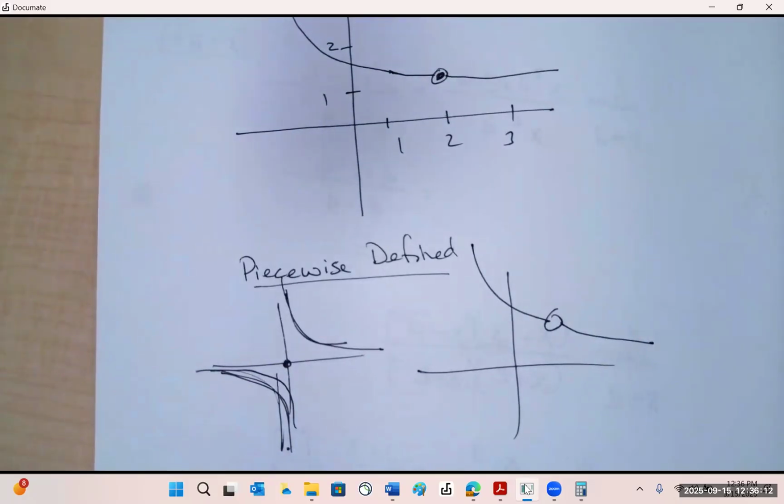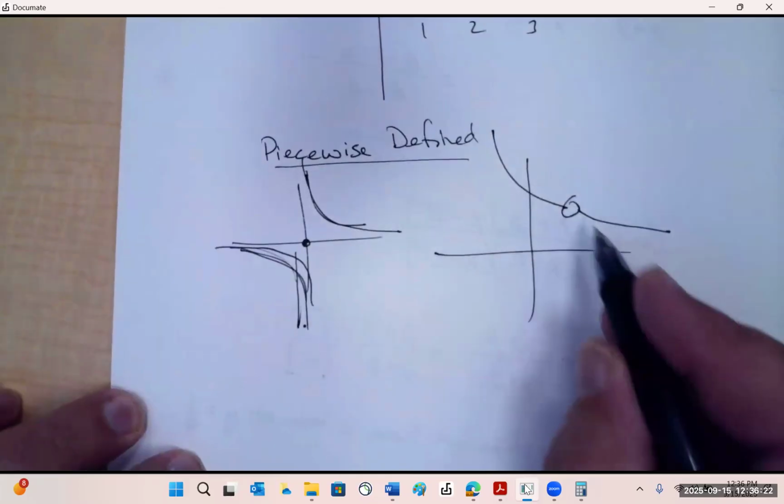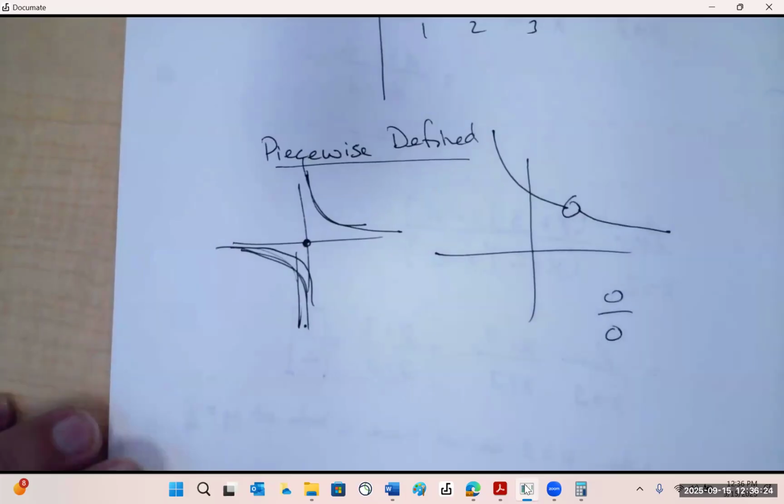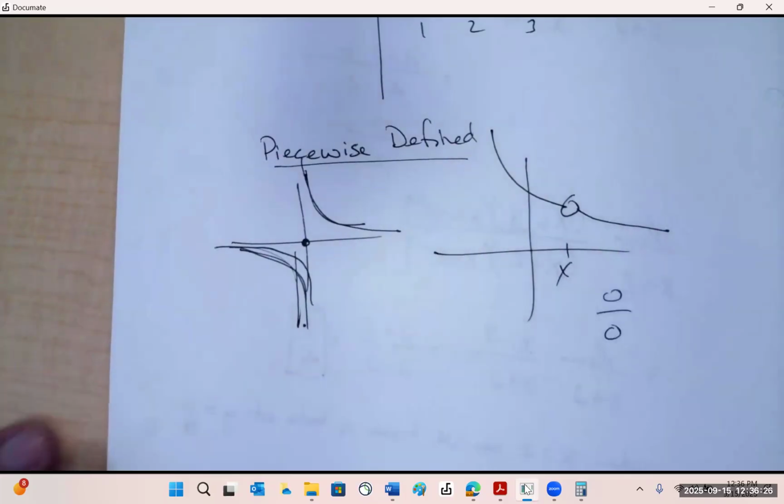And what constitutes a hole? That's usually a rational function that has the same factor canceled out. In other words, this happens whenever we have 0 over 0 at some x value, so it's an asymptote. All right, that's it for that section.